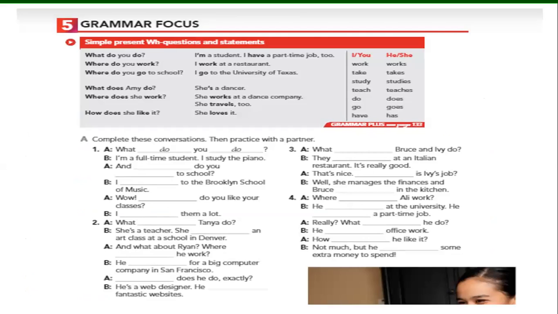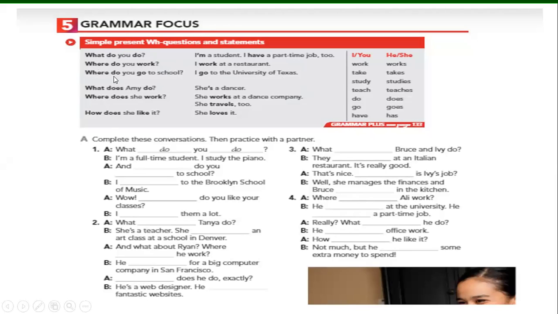Okay, my dears, I have here this grammar focus that says simple present WH questions and statements. And I have here some sample questions. For example, what do you do? I am a student. I have a part-time job too. Where do you work? I work at a restaurant. Where do you go to school? I go to the University of Texas.